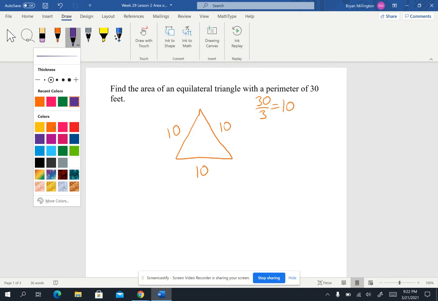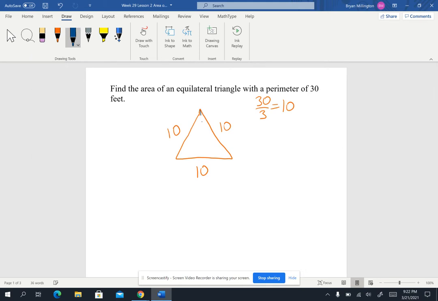Right now, we don't know what the height is, but there is something pretty cool about equilateral triangles. If you draw the height down, the angles in an equilateral triangle are all 60 degrees. 180 divided by 3 would be 60. So this is a 60-degree angle here. This is 90. This angle up here would, of course, be 30 degrees then. So this is a 30, 60, 90 triangle.